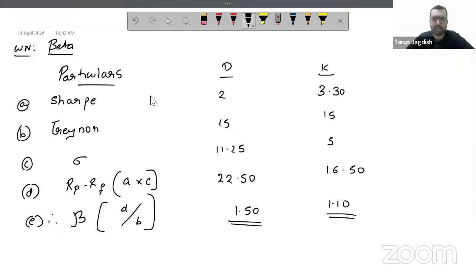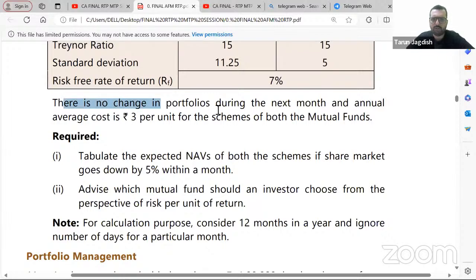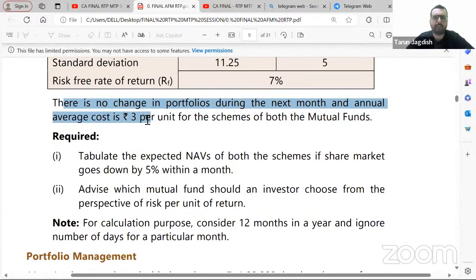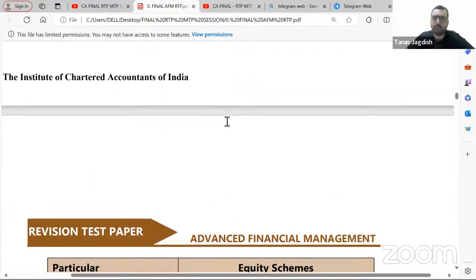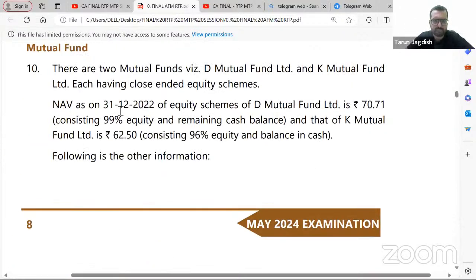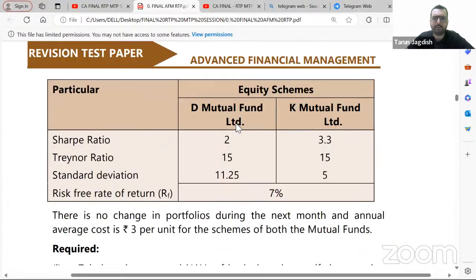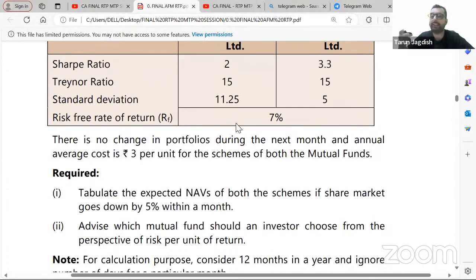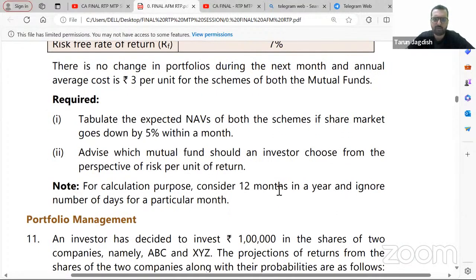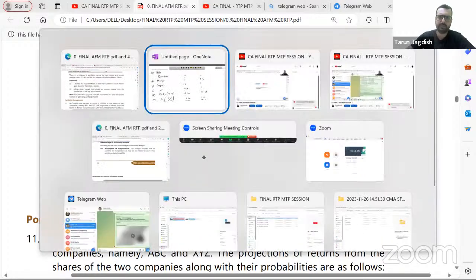Why we need this beta, I will explain to you in the next part. They have told there is no change in the portfolio and the average cost is 3 rupees per unit. Friends, if 3 rupees is the average annual cost, our data is given only for 1 month. Since it's given only for 1 month, we have to divide it by 12. They have told to consider 12 months in 1 year and they're asking you to calculate within a month. They have told that the market is going to fall by how much percentage?